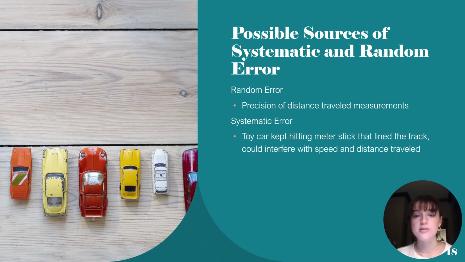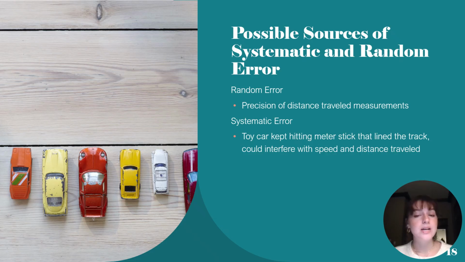Here are some possible sources of systematic and random error. So random error is like human error, kind of. So I think it's definitely possible that the precision of my measurements could be off a little bit, or it's definitely not to the absolute point. It was a little hard sometimes to measure the distance that the car traveled because it wasn't right next to the meter stick, so I kind of had to guess with my eye where it really was.